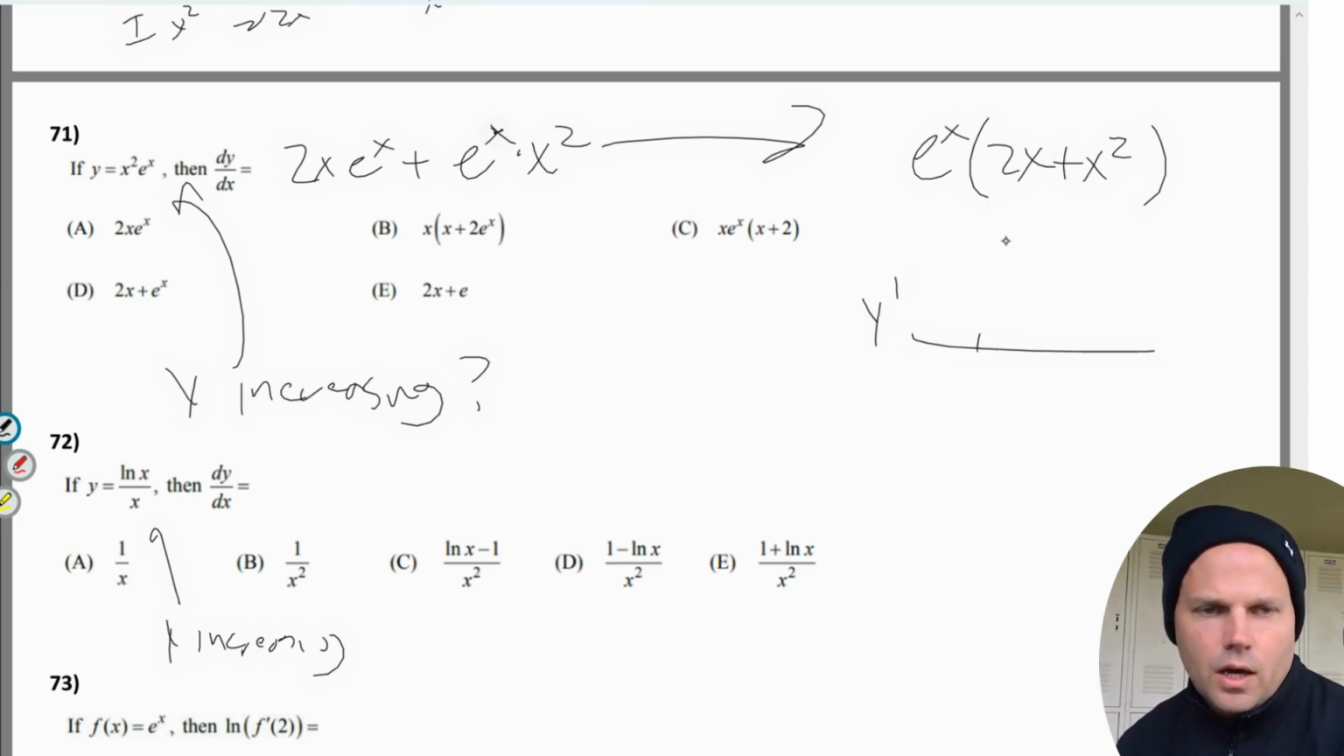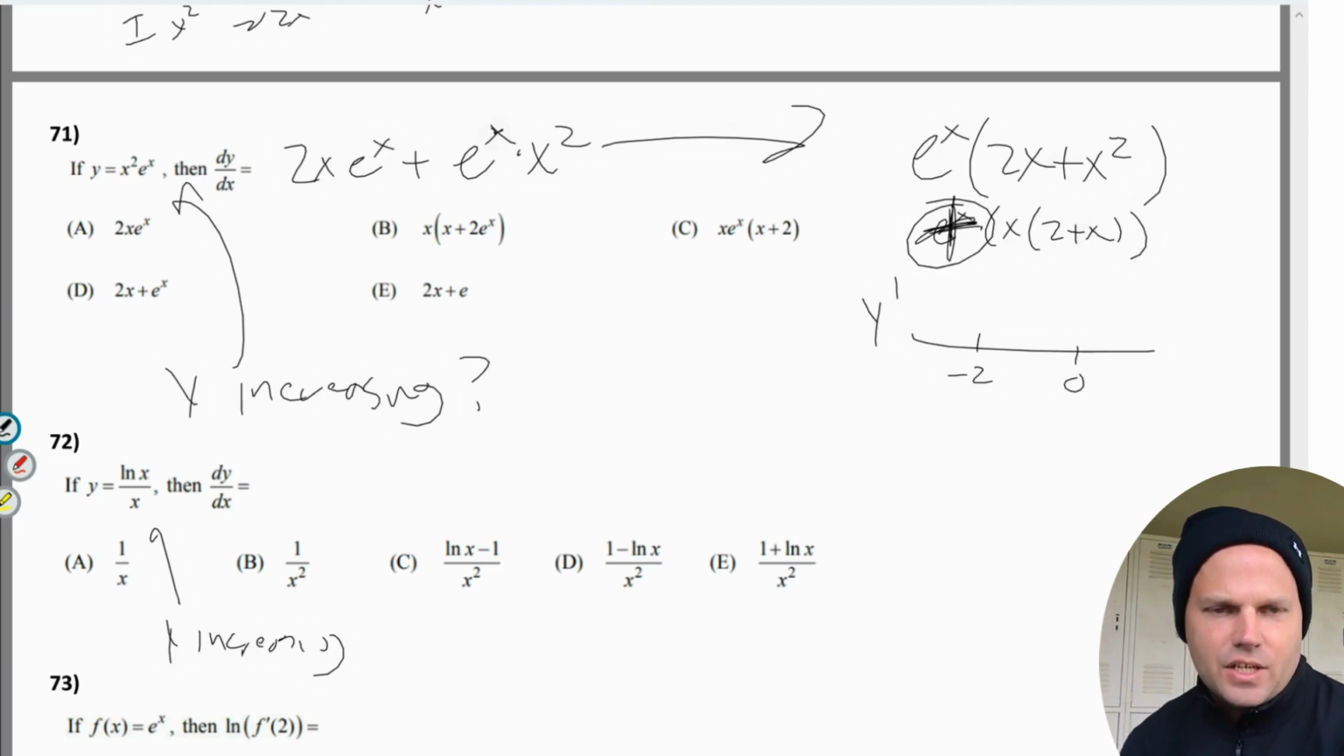You have your critical points at -2 and 0. You know e to the x is always positive. It can be ignored. We'll have positives, negatives, positives. So we are increasing for x's less than -2 and for x's greater than 0.